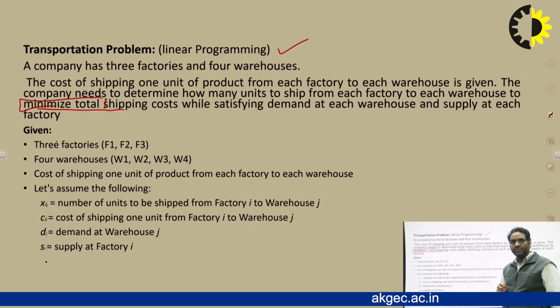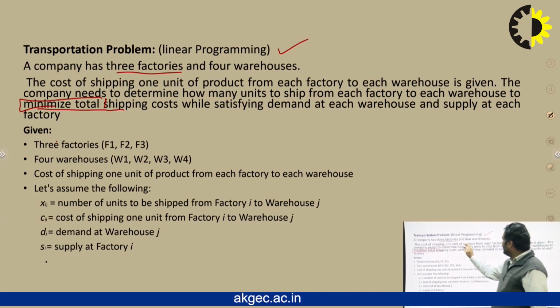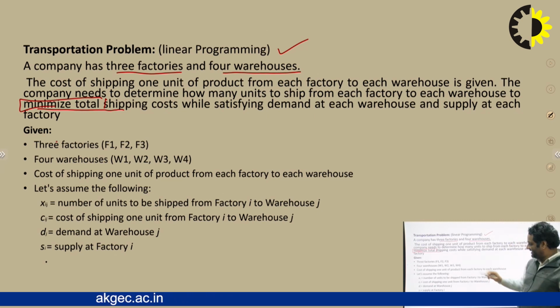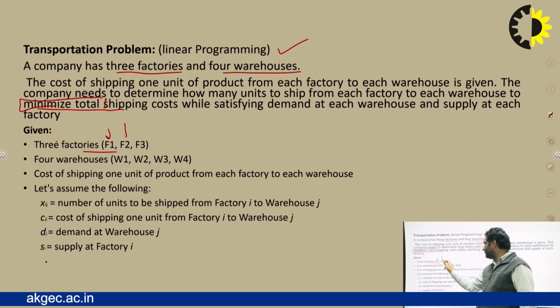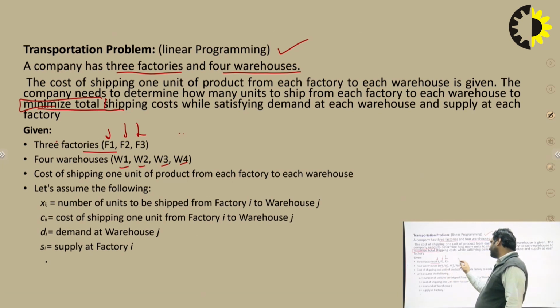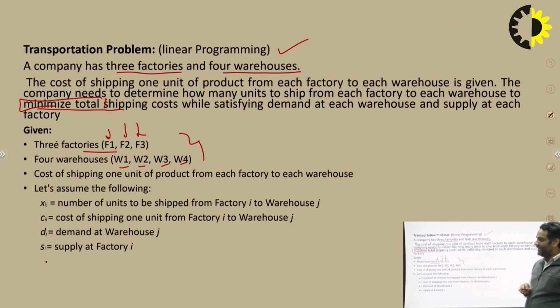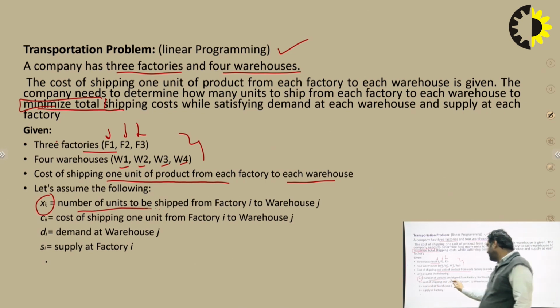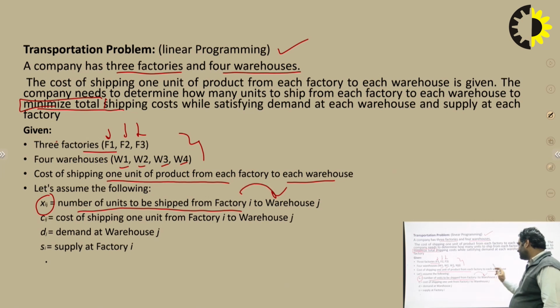So first we need to find the decision variables. As you can see here, 3 factories and 4 warehouses. So all these are the decision variables of our problem. These are 3 factories, F1, F2, F3. Then we have 4 warehouses, W1, W2, W3, W4. Now the next term is the cost of shipping one unit of product from each factory to each warehouse. Let's formulate this one. Xij. What does ij mean? It is the number of units to be shipped from factory i to warehouse j.